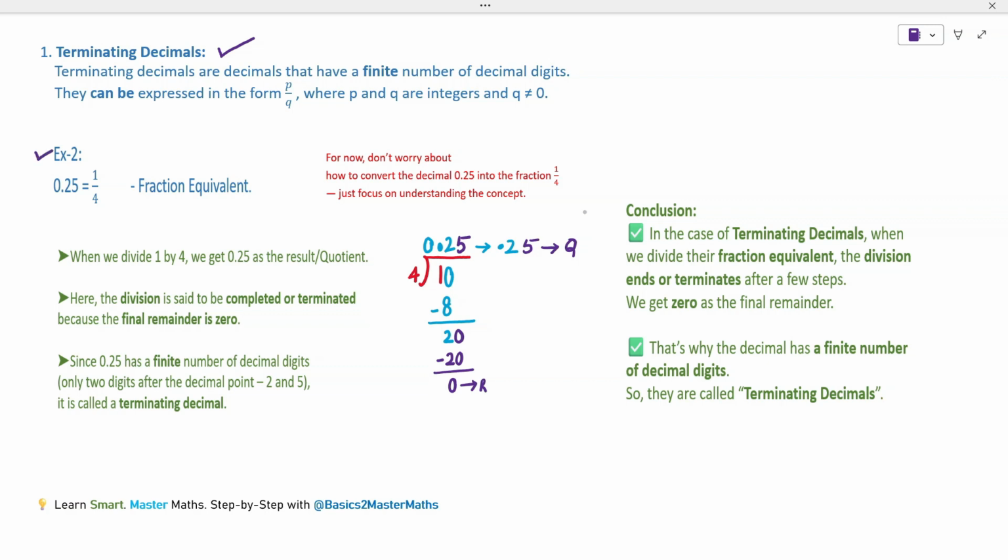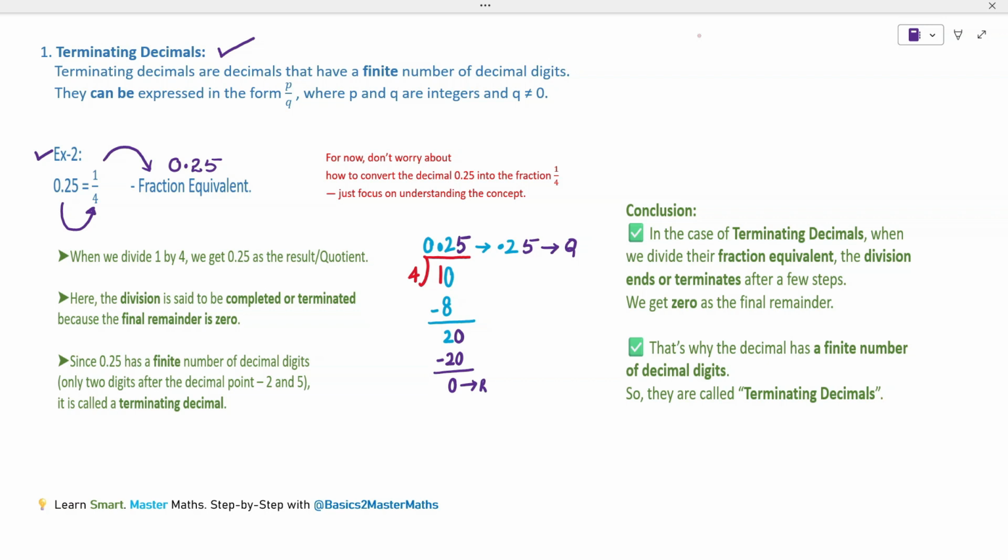Example: 0.25 can be written as 1 by 4. So, 1 by 4 is the fraction equivalent of 0.25. Got it?